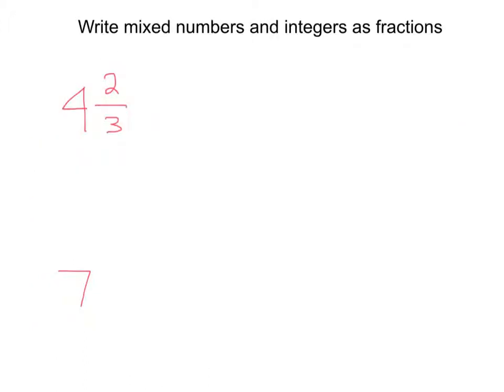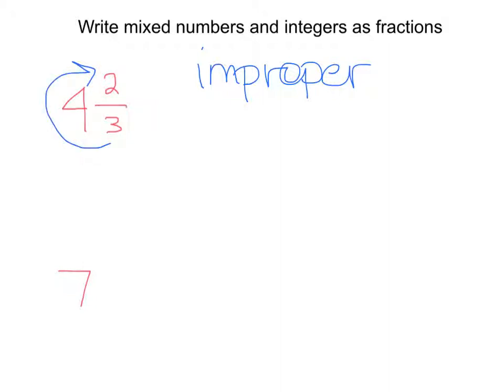We're first going to look at how to write mixed numbers and integers as fractions. So if we look here, we have 4 2/3, and if we want to write that as a fraction, it would actually be called an improper fraction. And to do that, you go in a circle motion. So you do 4 times 3, which is 12. You add the numerator, so 14, and then you keep the denominator, which is 3. The reason it's called improper is because the numerator is greater than the denominator.